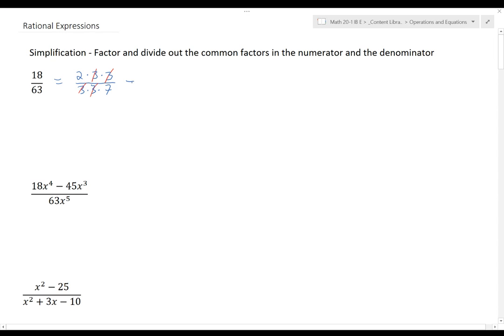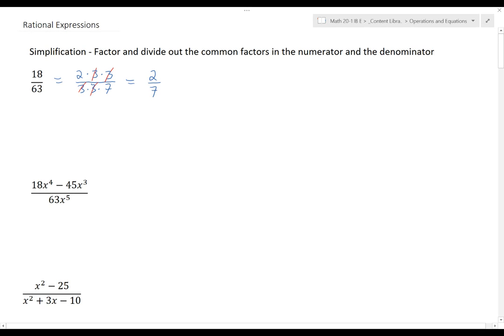So in the end, I get an equivalent fraction, in this case 2/7. That is the most simple form of this fraction because it has no more common factors. So that's the basic idea. The only thing that changes when we have a rational expression is that we now have the potential for non-permissible values. We don't really have an issue with non-permissible values in a numerical fraction because non-permissible values come from division by 0. 18 over 63 is 18 divided by 63. 63 is not 0, so no problem there.